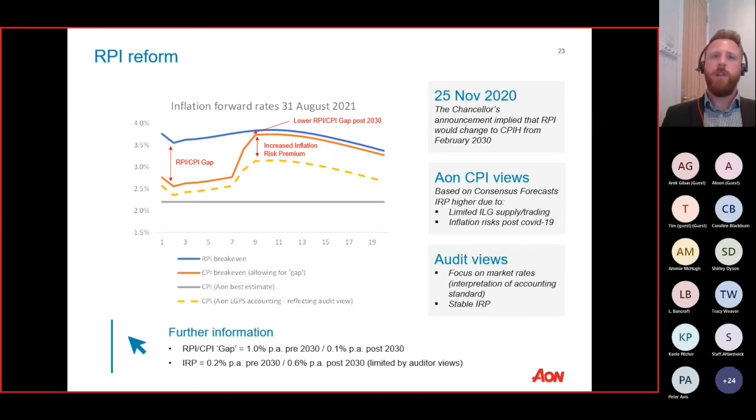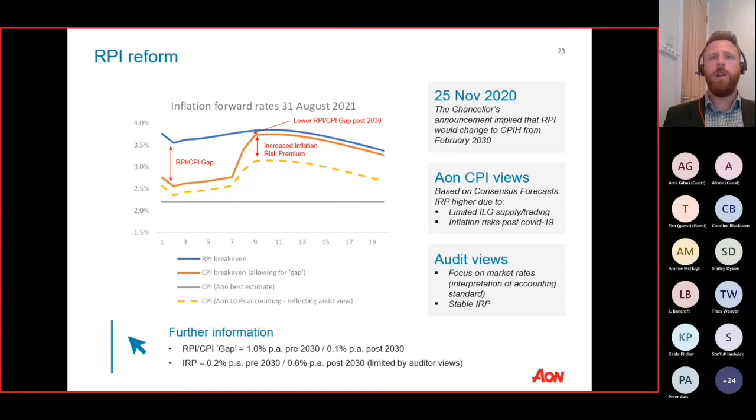There's another line on the chart in grey, and that is Aon's house view on long-term CPI inflation. We calculate that quarterly as part of our ongoing process, and at 30th of June 2021, that was 2.2%. That would imply a much greater inflation risk premium than we're proposing for accounting. So the obvious question is, why are we proposing an assumption for CPI for accounting which is much higher than Aon's long-term view? The reason comes back to what the accounting standard requires.